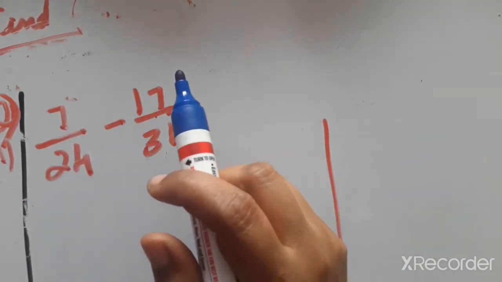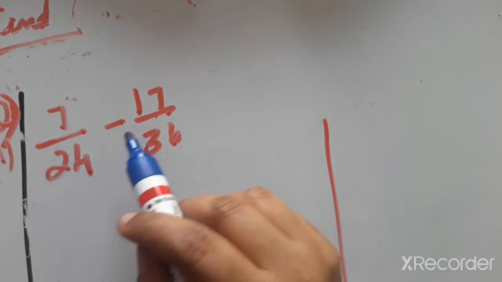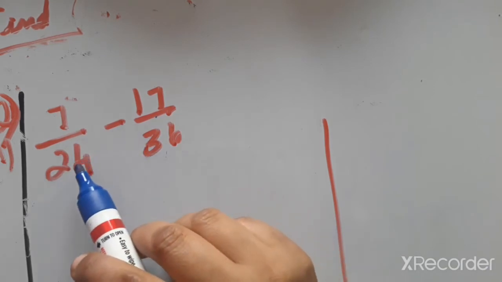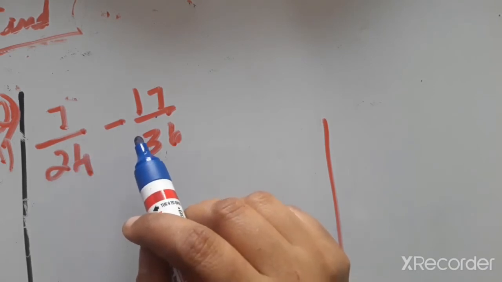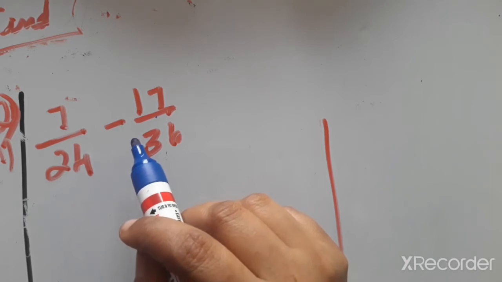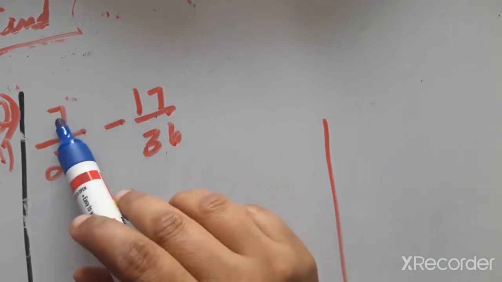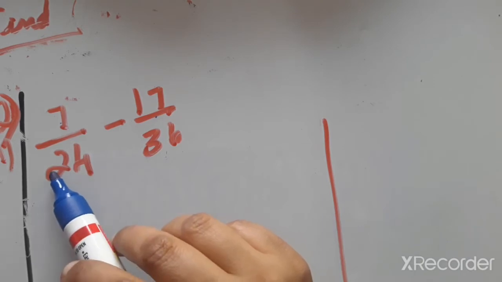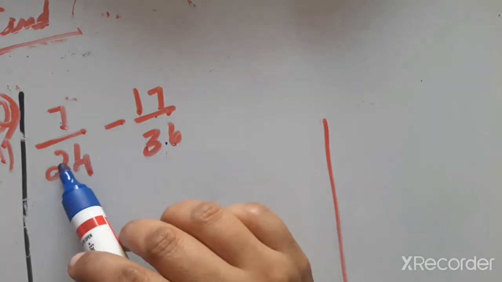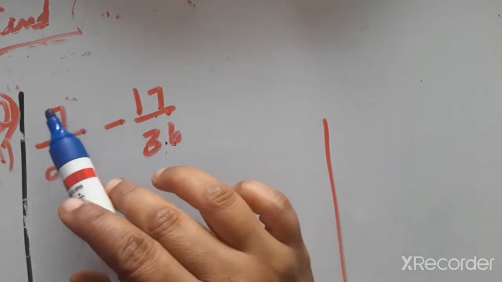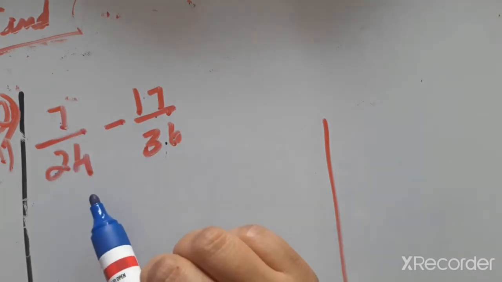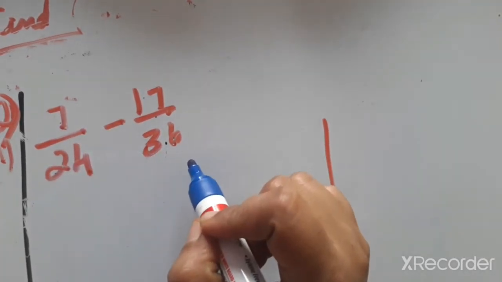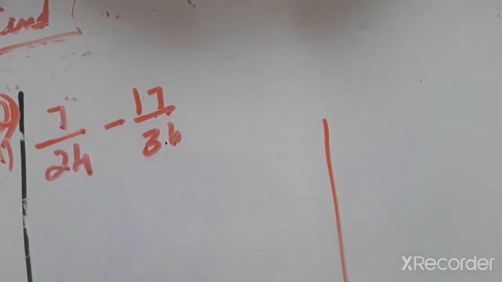For subtraction of rational numbers or fractions, the denominators should be the same. If the denominators are the same, it is called a like fraction. When there is a like fraction, we can add or subtract the numerators directly. Like fraction means the denominators should be the same. If here 24, and here also 24, then we can subtract 7 minus 17 directly and write the answer in fraction form or rational number form.